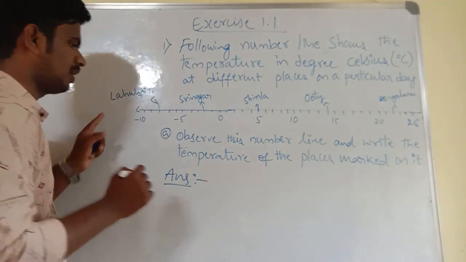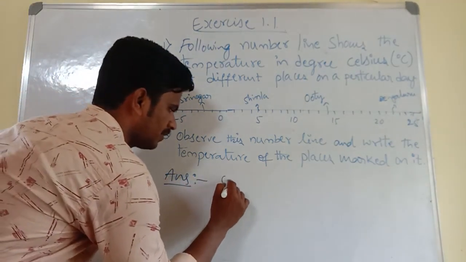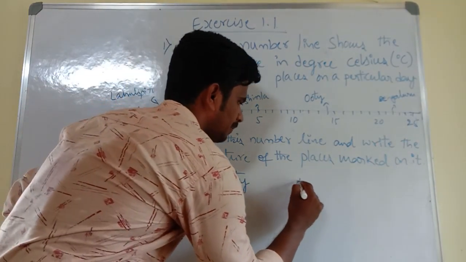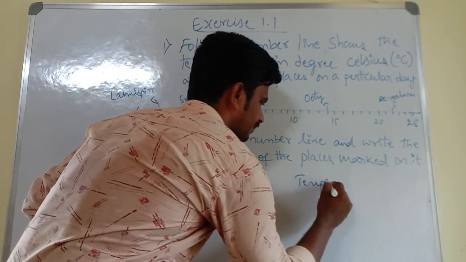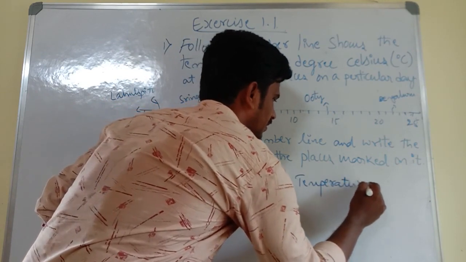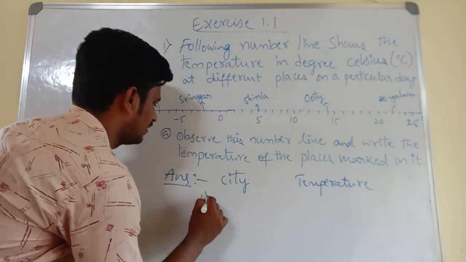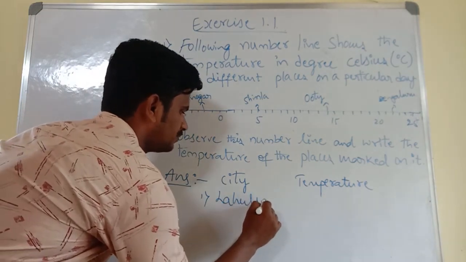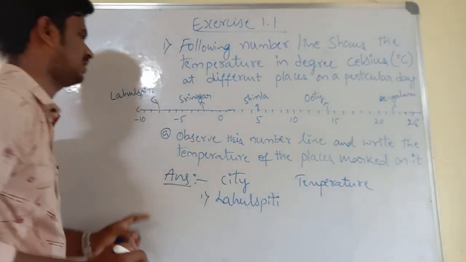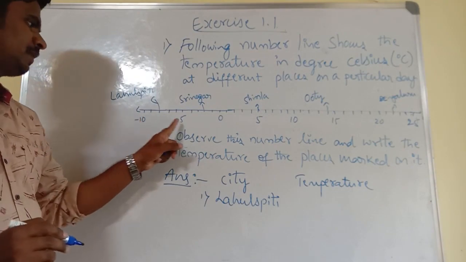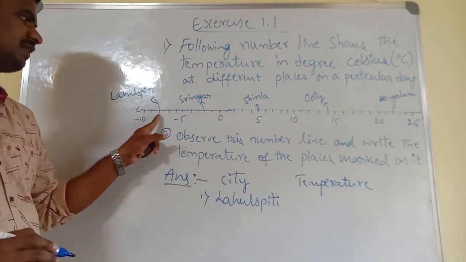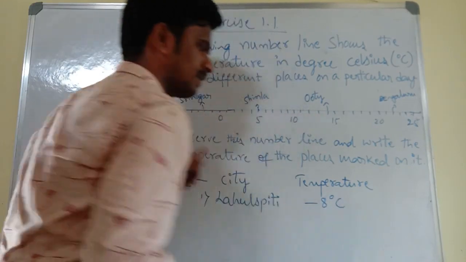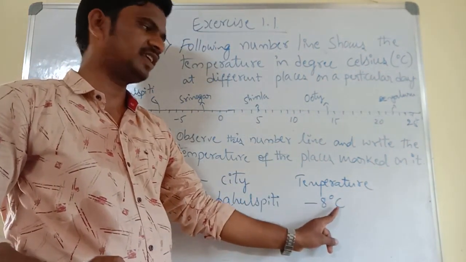First one, Lahul Spiti. Here I will make one column for city and another column for temperature. The first city I will write is Lahul Spiti. How many degrees does it have? This is minus 5, minus 6, minus 7, minus 8 degrees Celsius. This is the indication of degrees Celsius.